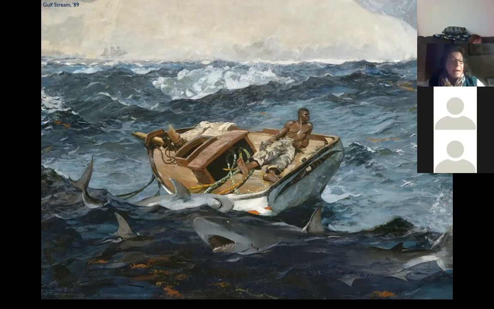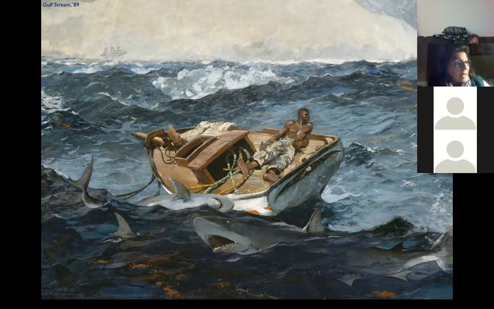When this painting was exhibited early on in New York, there was a group of older ladies who were very distressed by this image. One of the ladies requested an explanation for the narrative of the painting, because I imagine, like myself, they were really frightened by this image.